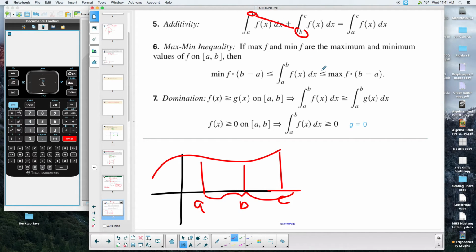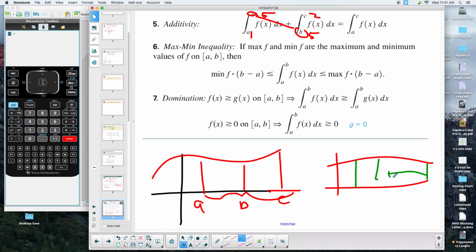And it doesn't matter if the numbers are in order. Like if this was 1, and that was 5, and this was 2, it still works. Because if you go from 1 to 5, and then 5 to 2, the 5 to 2 is backwards, and it's going to subtract off the total and give you from 1 to 2.